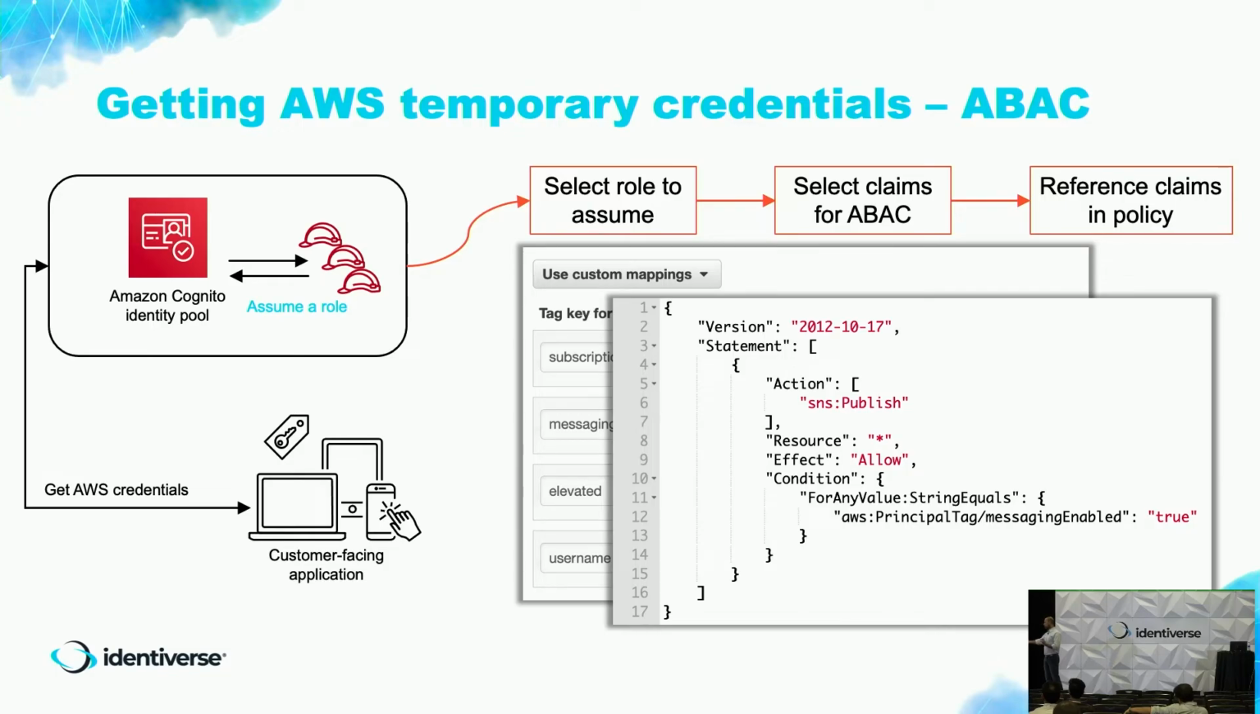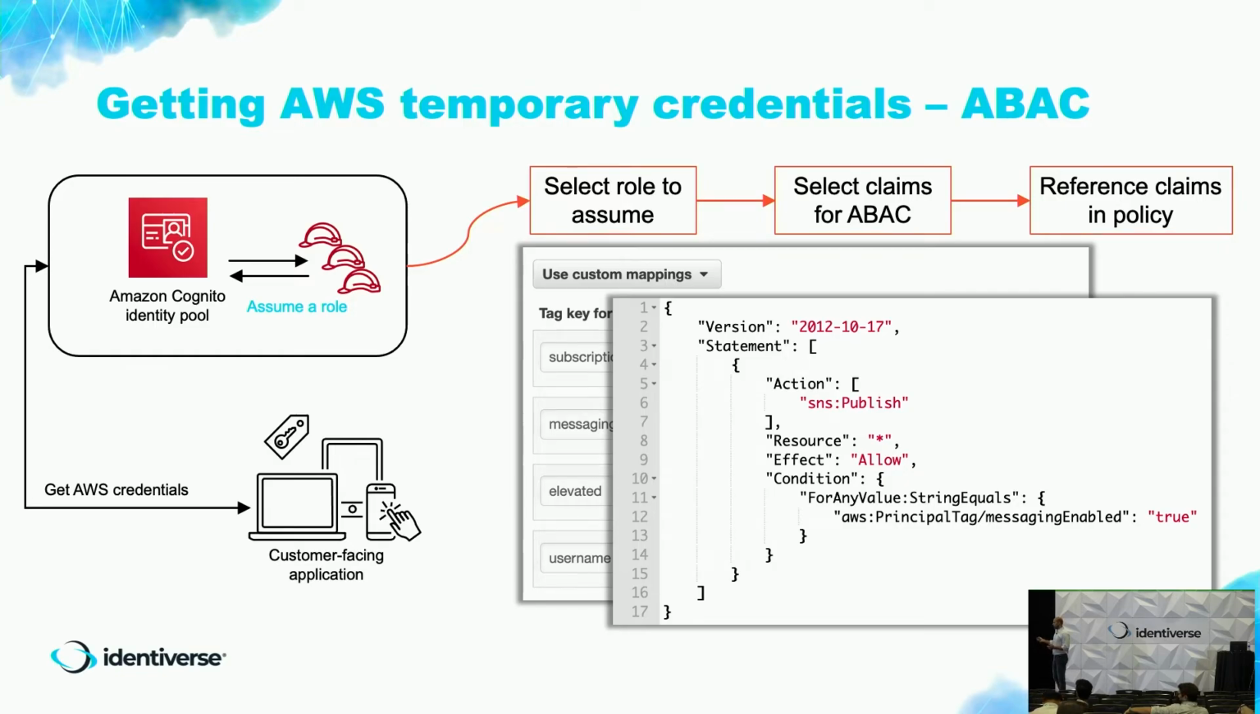So if you look at the condition at line 11, I'm saying that this action will be allowed as long as the runtime environment variable messaging enabled equals true. And this value is coming from the user token. So if I have 2 premium users signing in, both of them will be in the same role, but only the user with messaging enabled true will be allowed to send messages to their contacts.